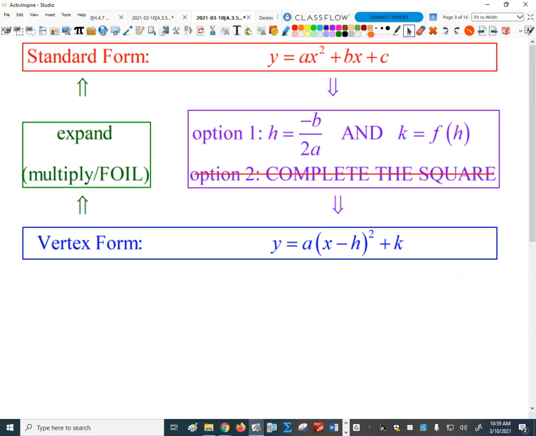Here's one more way to look at this, just a little visual organizer I made for you. So it's like a circle, right? This is like the mathematical equivalent of the circle of life here. Not really, but so we've got standard form and vertex form.